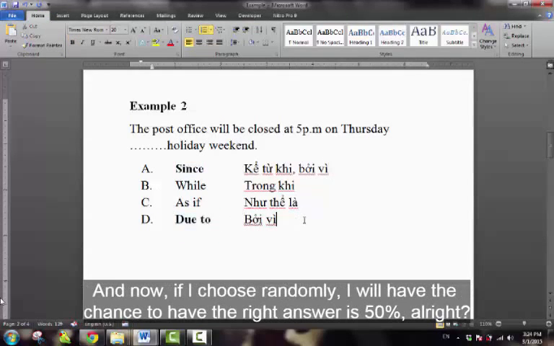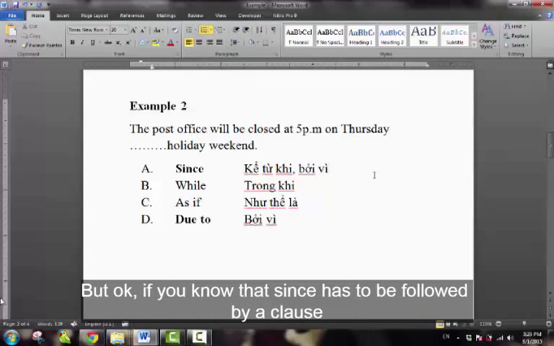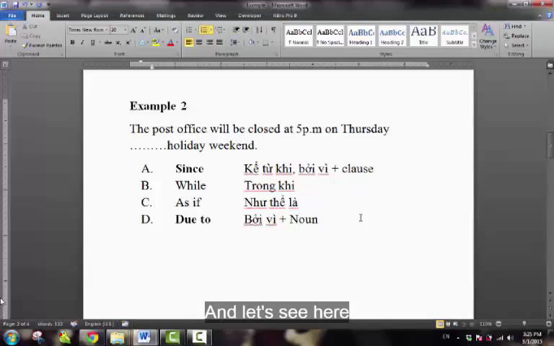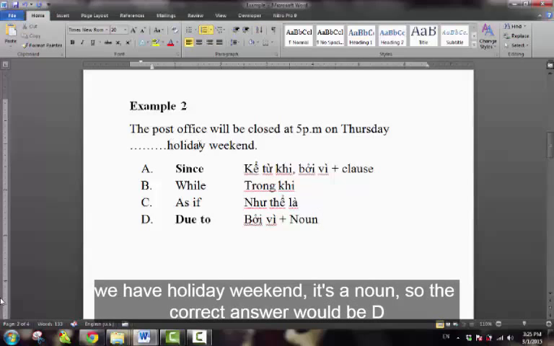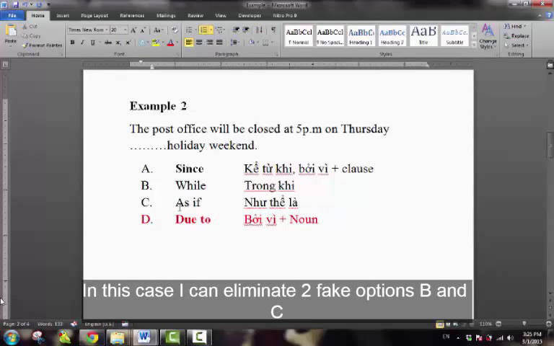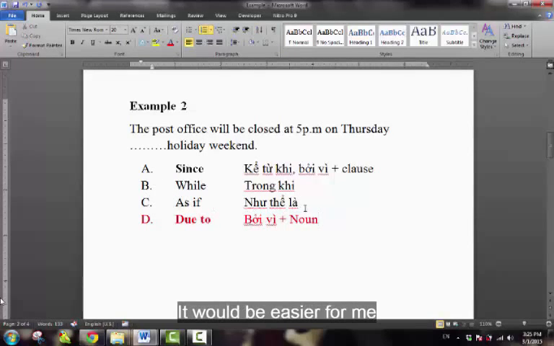And now if I choose randomly, I will have the chance to have the right answer, in fact 50%, right? But okay, if you know that since has to be followed by a clause and due to has to come with a noun, and let's see here, we have holiday weekend. It is a noun, so the correct answer would be D. Alright, I have to read the question to get the answer, but in this case, I can eliminate two fake options, B and C. It could be easier for me.